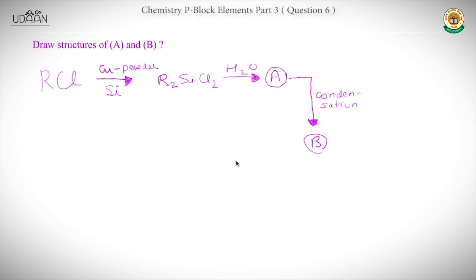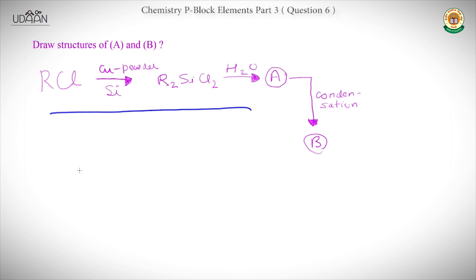So Sohail, let's do this problem in which RCl is treated with a series of reactions and we have to determine what the products A and B are. We have already studied this reaction in the theory part. Now begin with this. When RCl reacts with copper powder and silicon, we get R2SiCl2.